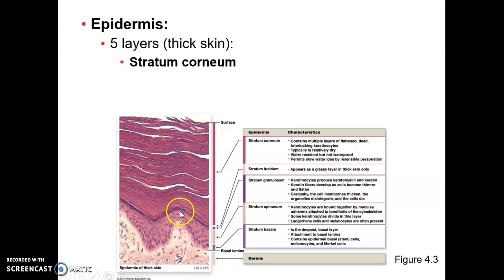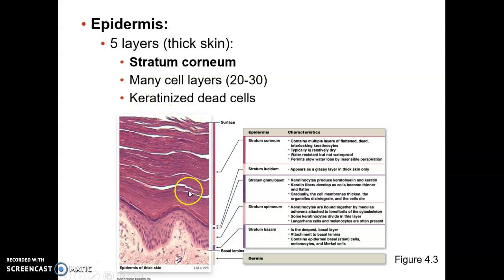And then finally we get out to the stratum corneum, which is the thickest layer of the epidermis. Anywhere from 20 to 30 or more cell layers thick, depending on how thick the skin is. The keratinized cells are dead, and by the time they reach the apical surface, they will wear off, flake off, or be rubbed off due to abrasion in the environment.